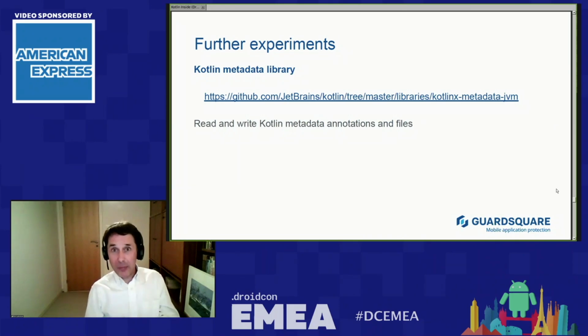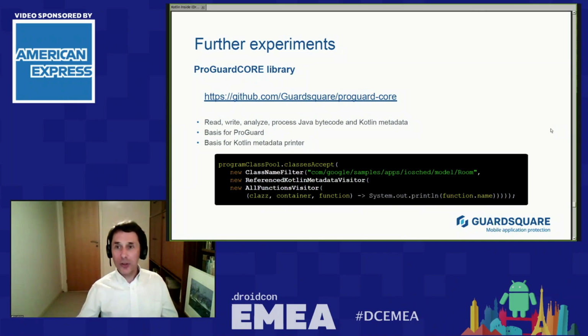If you want to delve even deeper into the Kotlin metadata, you can of course use JetBrains' Kotlin metadata library that I mentioned earlier. That library allows you to look at purely the Kotlin metadata that are hidden inside the annotations. If you want to look at the code at a slightly higher level, you can use the ProGuard core library. The ProGuard core library looks at the bytecode and the Kotlin metadata in combination. So it allows you to read and write the bytecode, analyze it, process it, and it's what we use as the basis for ProGuard and also for this Kotlin metadata printer.